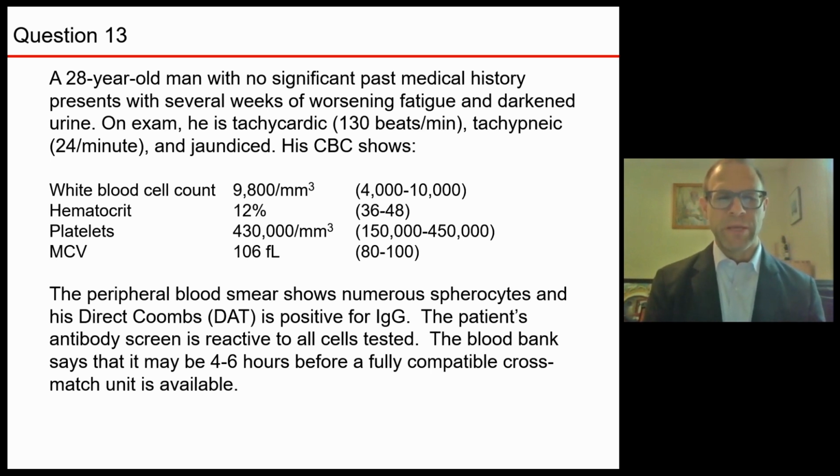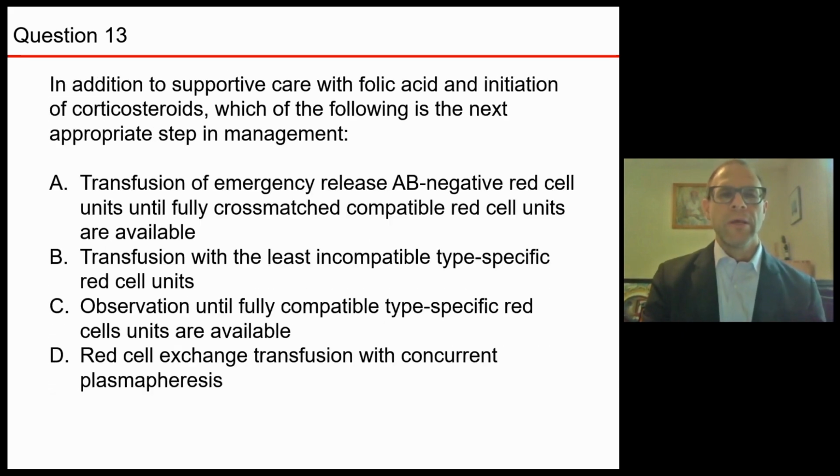The blood bank says that it may be 4 to 6 hours before a fully compatible cross-match unit is available. In addition to supportive care, with folic acid and initiation of steroids, which of the following is the next appropriate step? A, transfusion of emergency release AB negative red cell units until fully cross-matched compatible red cell units are available. B, transfusion with the least incompatible type specific red cell units. C, observation until fully compatible red cells are available, or D, red cell exchange.